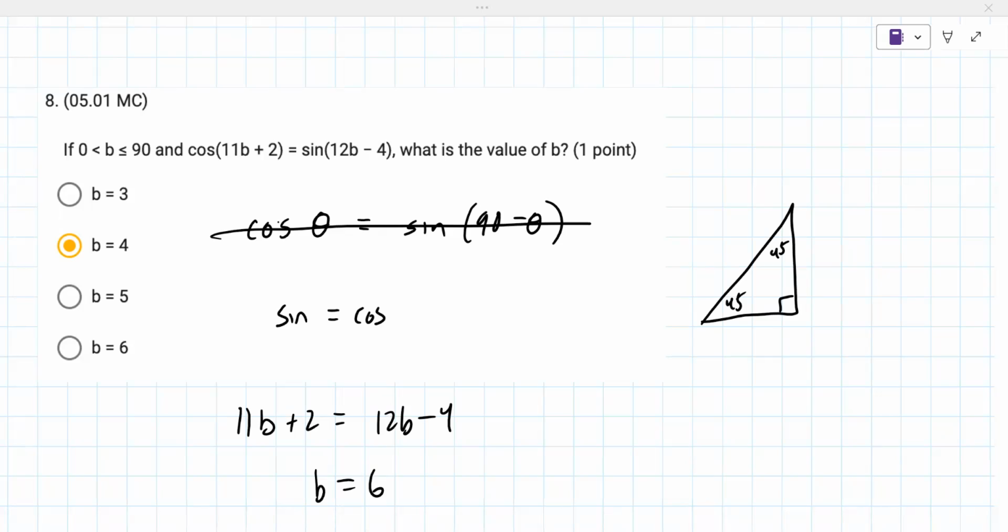Okay, so this is the other question that I have. I was kind of confused on this one, but it's in the chat now. Number 7.